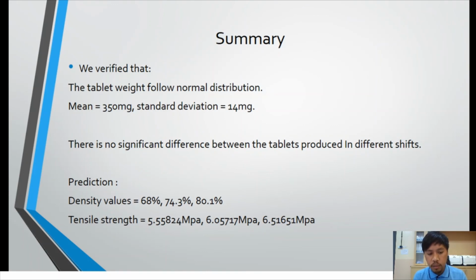For 68% we will get 5.55824 MPa. For 74.3% we will get 6.05717 MPa. And for 80.1% we will get 6.51651 MPa. That's all from our group for presenting the Lajak Kuruih A tablet.